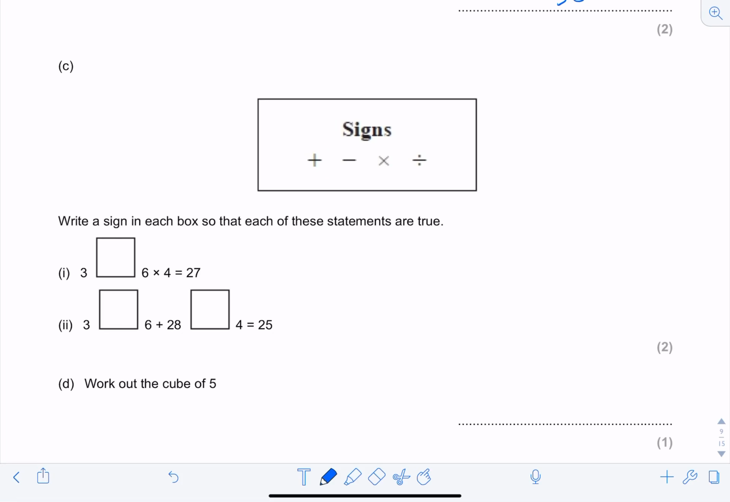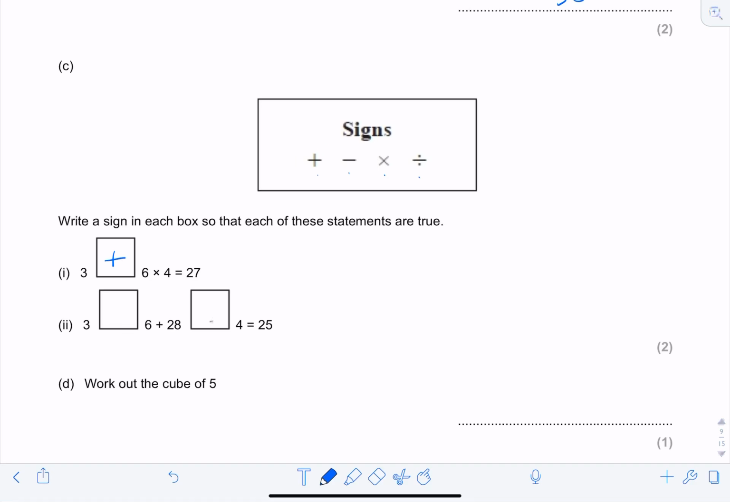Okay, so I'm going to use plus, minus, times, or divide. Try each one of them. I'm going to do it in my calculator. I'm going to go 3 plus 6 times 4 is 27. Oh, that's good. Just works. That was the first try. Next one, well, that I know that could be 27.